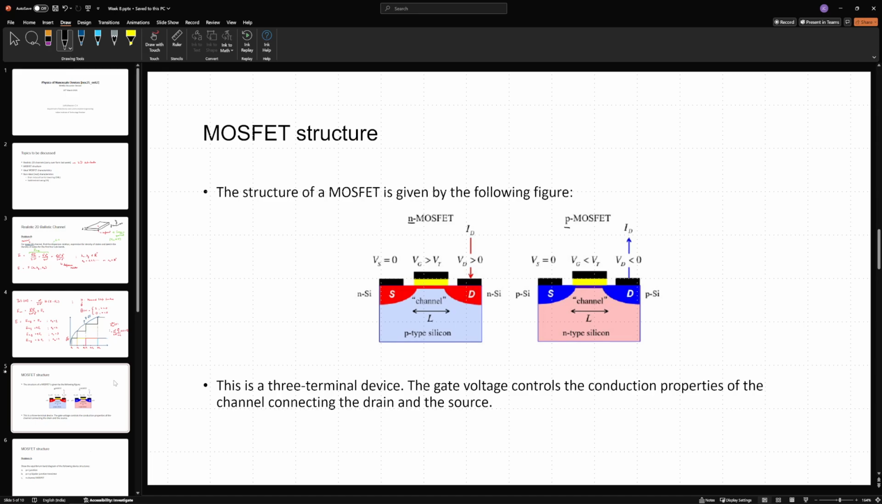Now moving on to our topic for this week. And this is going to be fairly straightforward because many of you might already know all of these things. So I will try not to linger too much on that. So I'll just quickly go through things. So now we are looking at a MOSFET. The structure is given like this.